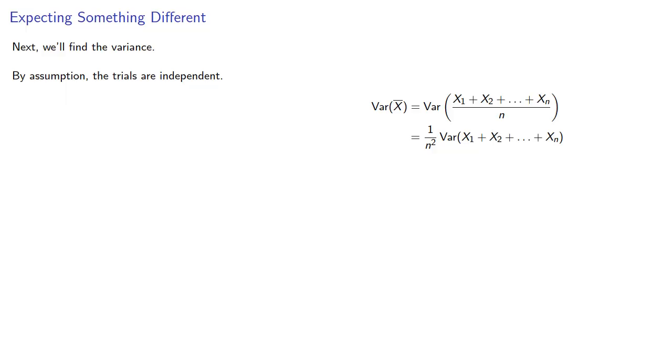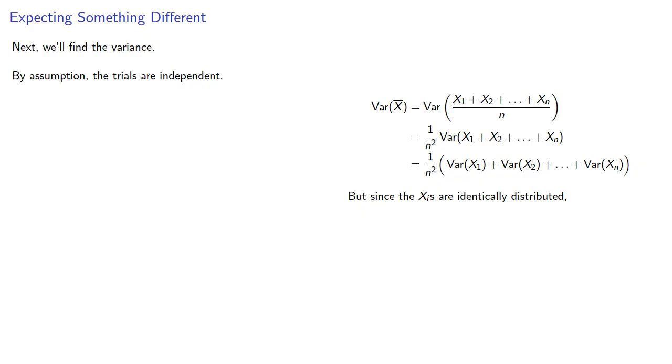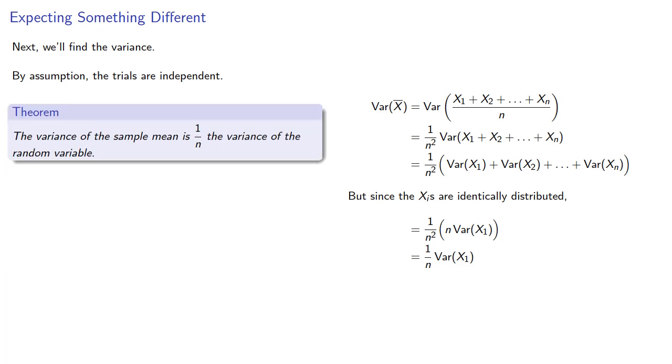Next, we'll find the variance. By assumption, we'll make the trials independent. So the variance of the sample mean, well, that'll be the variance of the sum divided by n. And because this is the variance, we can remove that factor of n as an n squared, and then we have the variance of the sum, and our independence assumption tells us that this is the sum of the variances. But since these are identically distributed, that's just n times the variance of any one of them, and so it's 1/n the variance of any one of them. And so the variance of the sample mean is 1/n the variance of the random variable.